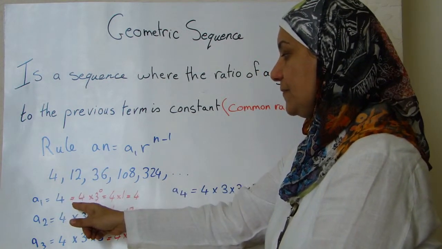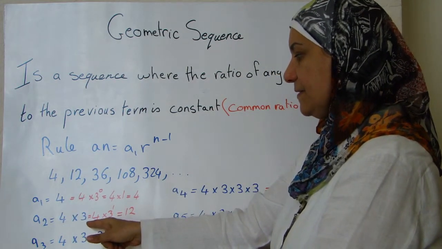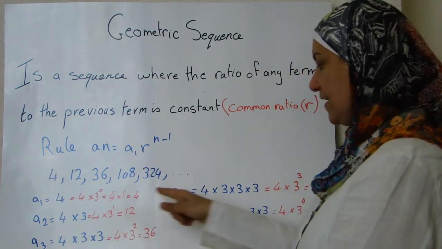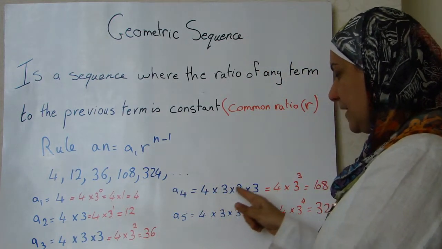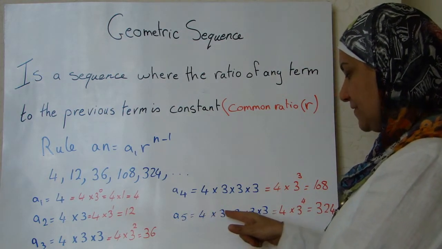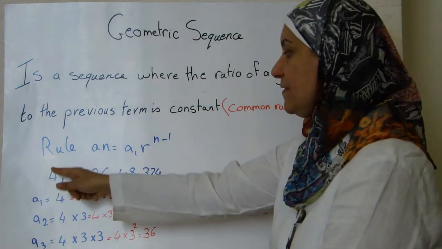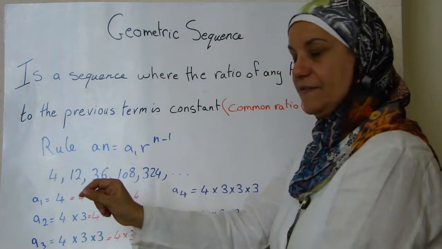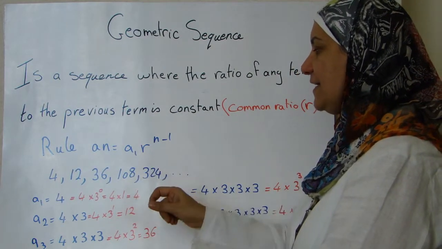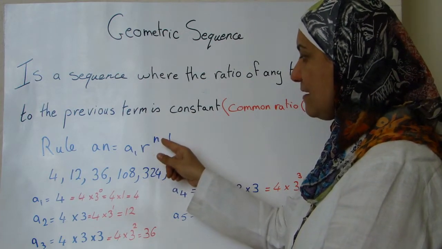a1, which is 4. a2, which is 4 times 3. a3, which is 4 times 3 times 3. And then a4, which is 4 times 3 times 3 times 3. What do I get from all this? The ratio between the 12 and the 4 is 3. The ratio between 36 and 12 is 3. The ratio between 108 and 36 is 3. That's my ratio. And then I put n minus 1.